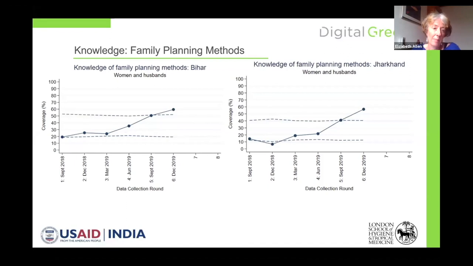More examples here. We have family planning methods. You can see there in Bihar, a little bit of variability at the beginning, and then a steady increase. So again, we would probably conclude that there was an impact of the intervention on this outcome. And again, a very similar pattern in Jharkhand. A little bit of variability at the beginning, but a clear suggestion that the messages improved, and the coverage of knowledge is improving over time. Next slide, please.